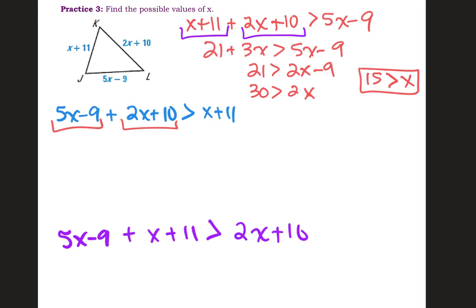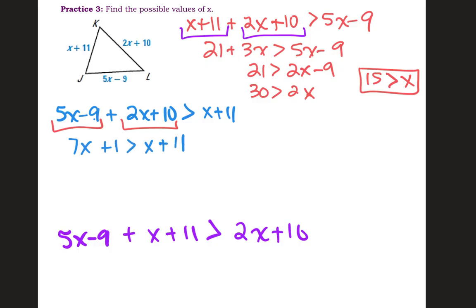Good. All right, let's try the blue one. Jackie, do the blue one for us. It's okay. What's 5 plus 2? 7x. Good. What about negative 9 plus 10? Plus 1. Good. And then x plus 11.